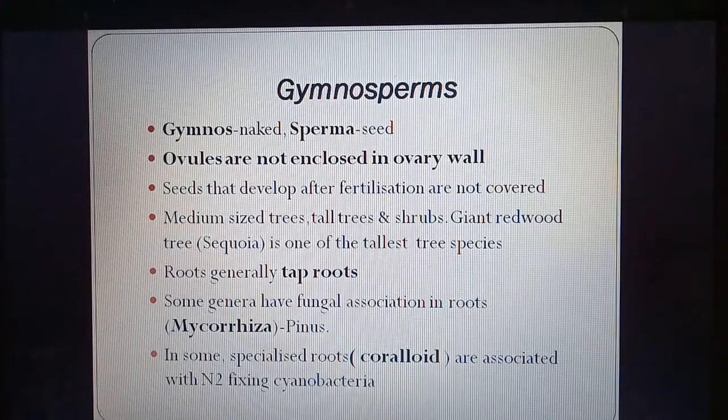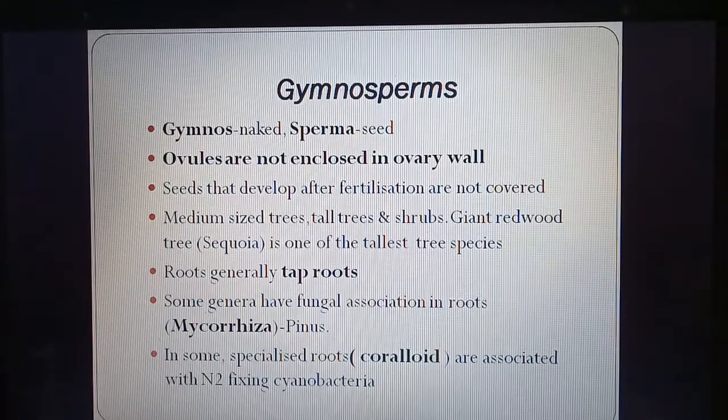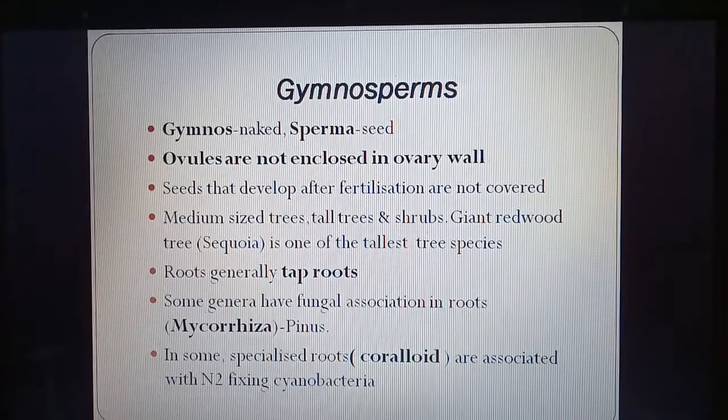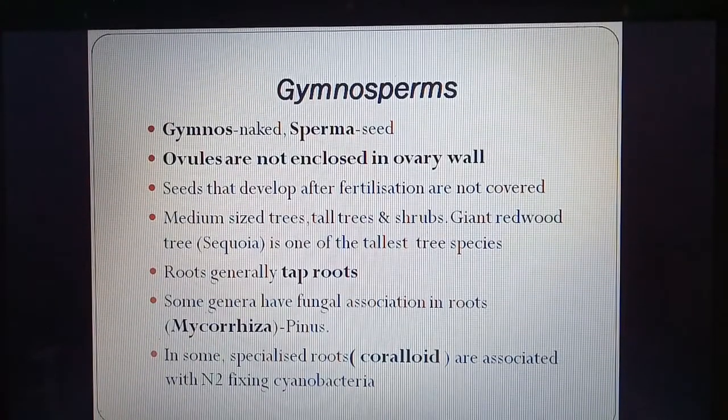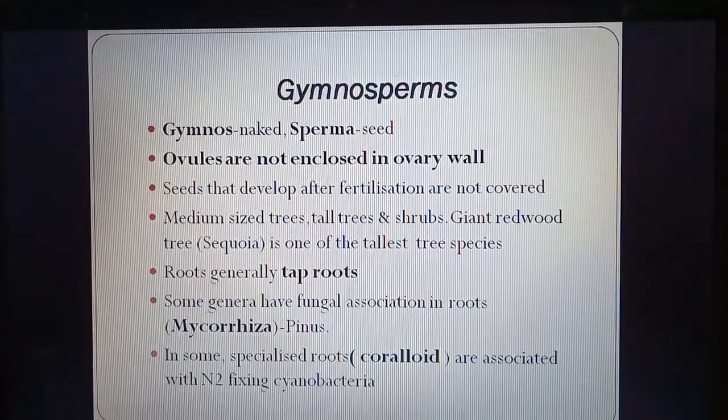Some genera have fungal association in roots. So some plants like Pinus, they have fungus living in their roots. Such association is called mycorrhiza. Myco means fungus and rhiza means root. In some plants, specialized roots called coralloid roots are associated with nitrogen fixing cyanobacteria. So in some plants, in special roots called coralloid roots, nitrogen fixing blue-green algae live.